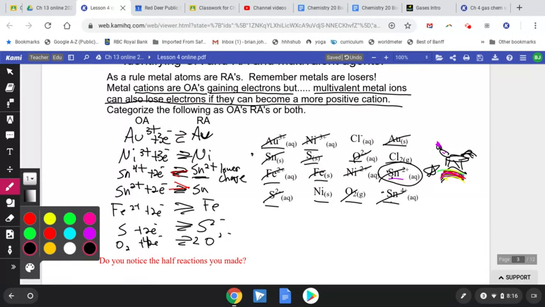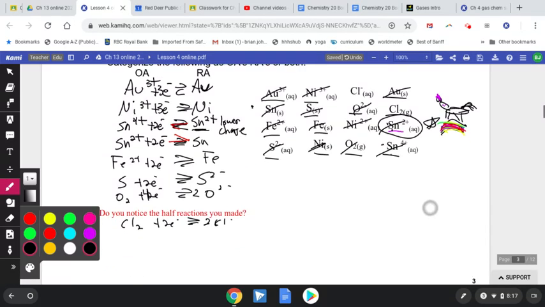Nickel and chlorine, and nickel is, I just forgot to cross that out, I guess. Nickel 3+ and nickel, yep. Okay, Cl- and Cl2. Which one's more positive? Cl2 gains 2 electrons to become 2 chlorides. Okay, so we made all these half reactions, but it's not in order. Okay, we just know those are the potential half reactions.